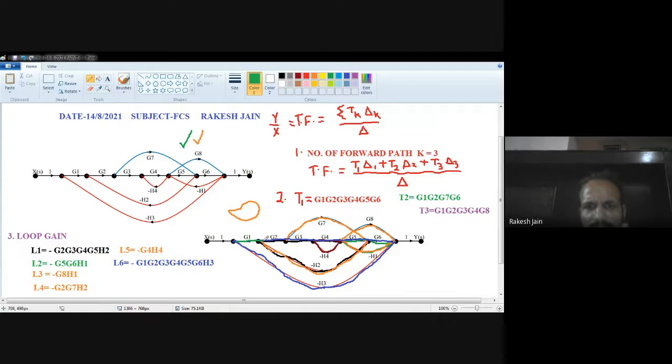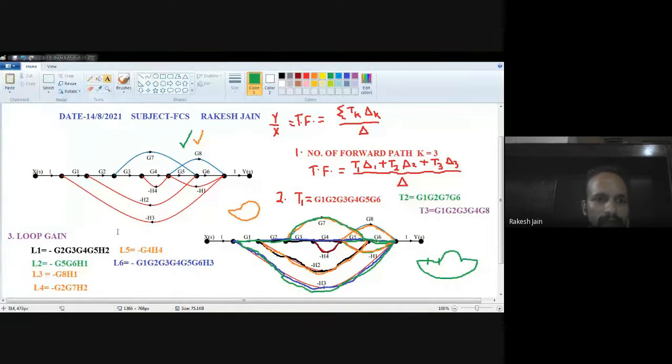G1, then G2, then G7, then G6, and then minus S3. Here I will draw: first G1, then the second one G2, then jump to G7, then G6, then come to this. So this one is also a closed path. So G1, G2, G7, G6, minus S3 is there. So we will take the minus sign first of all.